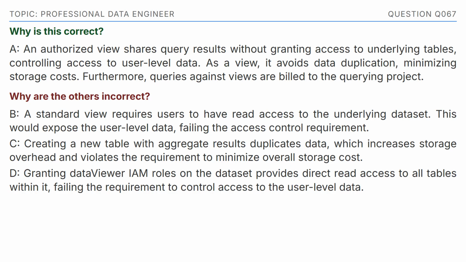B. A standard view requires users to have read access to the underlying dataset. This would expose the user-level data, failing the access control requirement. C. Creating a new table with aggregate results duplicates data, which increases storage overhead and violates the requirement to minimize overall storage cost. D. Granting data viewer IAM roles on the dataset provides direct read access to all tables within it, failing the requirement to control access to the user-level data.